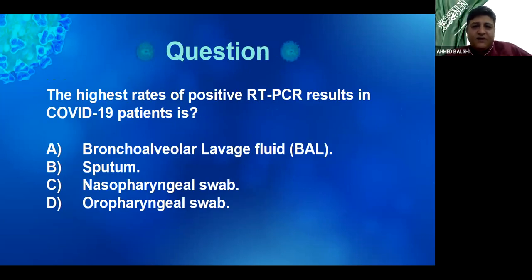But what has the highest rate of positive real-time PCR in COVID patients with pneumonia? Is it bronchoalveolar lavage fluid (BAL), sputum, nasopharyngeal swab, or oropharyngeal swab alone? The correct answer here is A, bronchoalveolar lavage fluid. Then why don't we do it for all patients who are intubated? Because it's an aerosol-generating procedure and carries a higher risk of spreading the infection to healthcare workers.